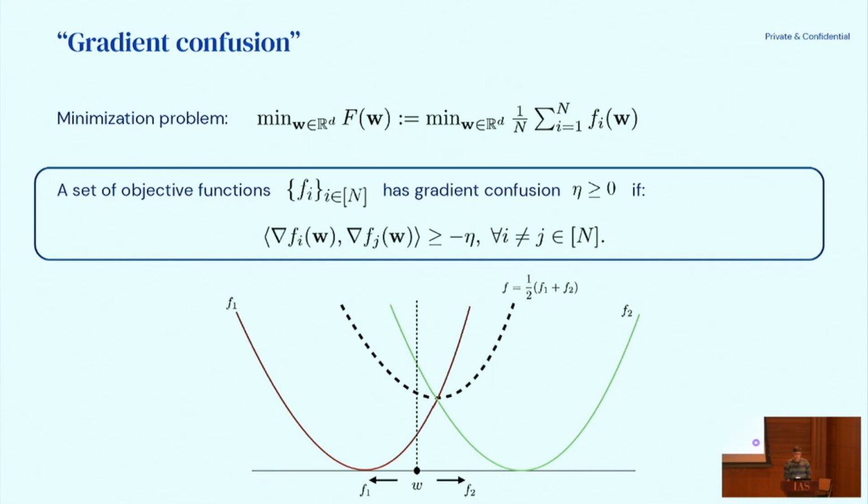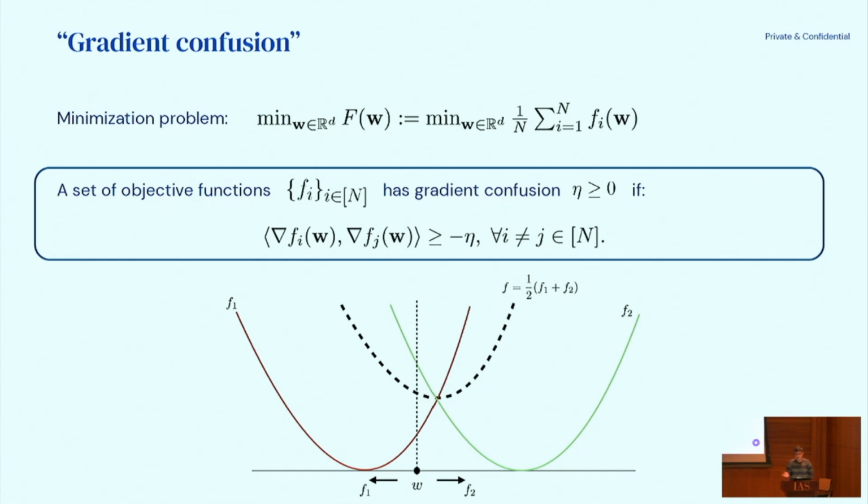And for this set of objective functions, this has a gradient confusion of eta, which is non-negative, if the pairwise inner products between the gradients have a lower bound of negative eta. So intuitively, this is some sort of bound on how much the stochastic gradients disagree with each other. And it tells you something about how using one stochastic gradient for an SGD update affects the loss on another training sample.